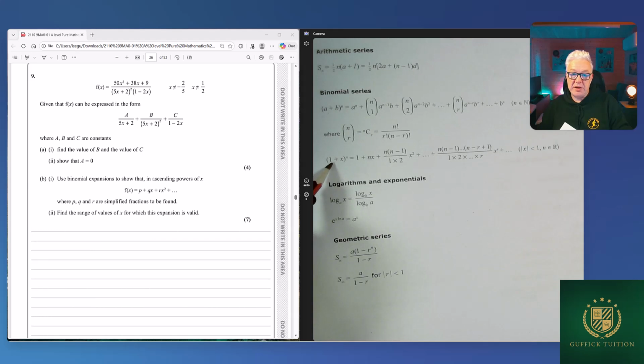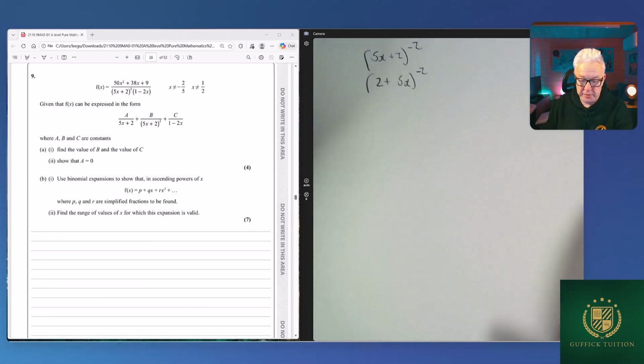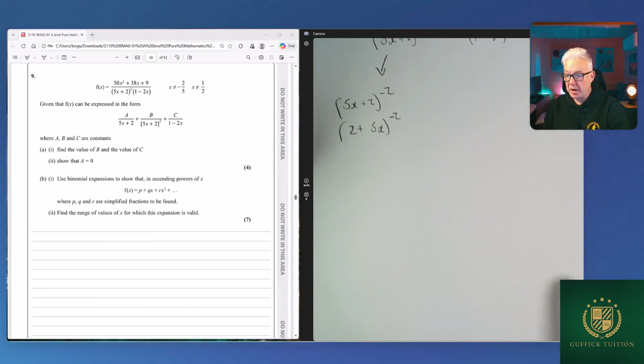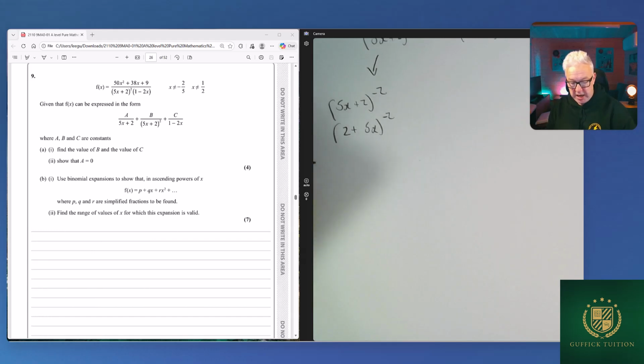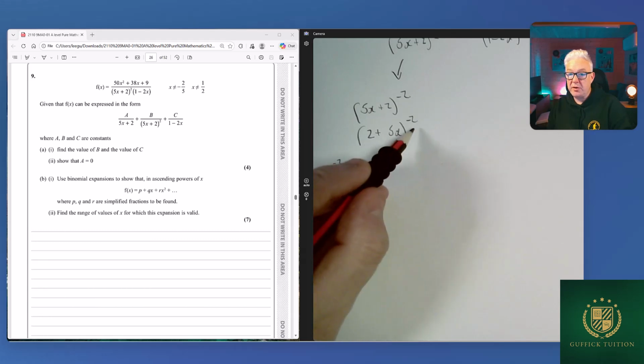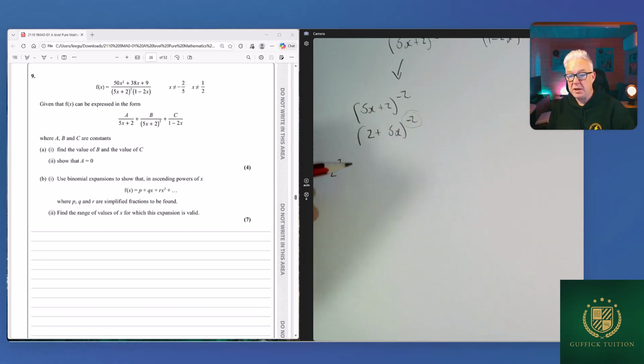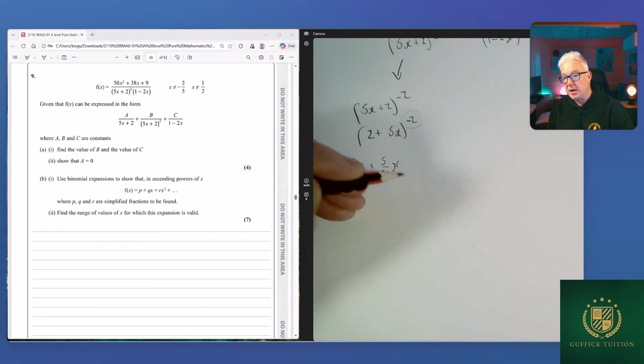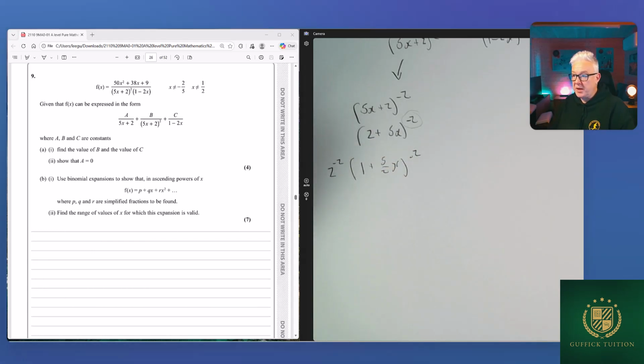But notice that this expansion starts with a 1, so one of the most important steps is we need to get this starting off with a 1. So we're going to take out a factor of 2. And don't forget that when you take the 2 out, you've got to include this power here as well. So then that's going to become 1 plus 5 over 2 x, to the minus 2. So when you take out that factor of 2, we've got 2 to the minus 2, times (1 add 5 over 2x) to the power of minus 2. 2 to the minus 2 is a quarter.